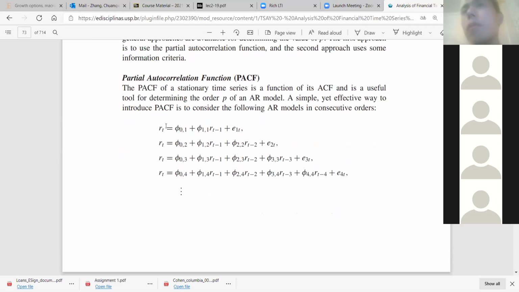For example, I have a regression model, right? R_t equals R_{t-1}. And I can add in R_{t-2}, and based on this order 2 AR(2) model, we can add in R_{t-3}, right? And I can add in R_{t-4}. And those are just simply the coefficients we need to estimate, right?